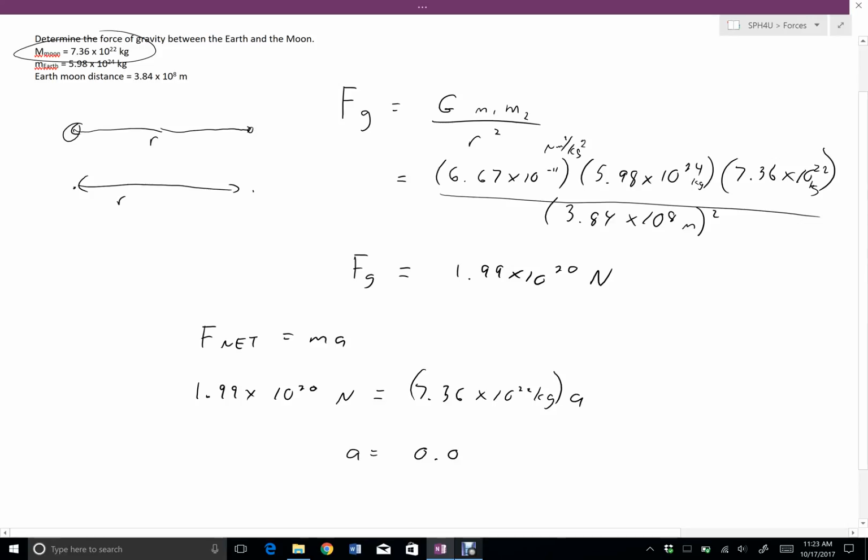0.0027 meters per second squared. So there you go, a relatively small acceleration, big force but even bigger Moon, so we get a pretty small acceleration, and that's what causes the Moon to continue to orbit around the Earth.